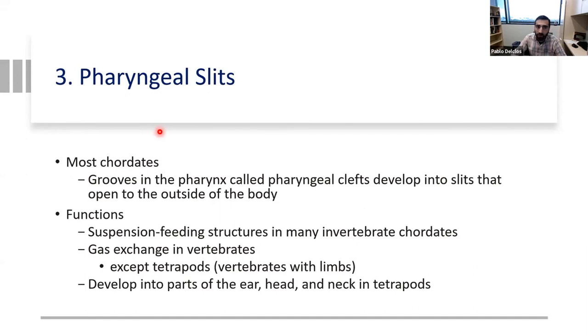The third one are pharyngeal slits. This becomes the gills in many animals, but in other animals that don't have gills, it's what eventually becomes, like in humans, our ears, head, and neck. So we have pharyngeal slits, almost gill-like structures early on in our development, but early on in the womb, we lose those. But they help with gas exchange, oxygen, things like that.